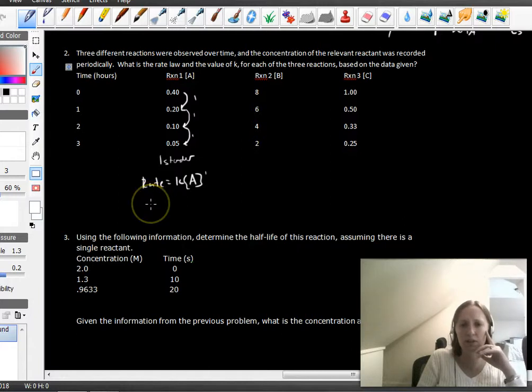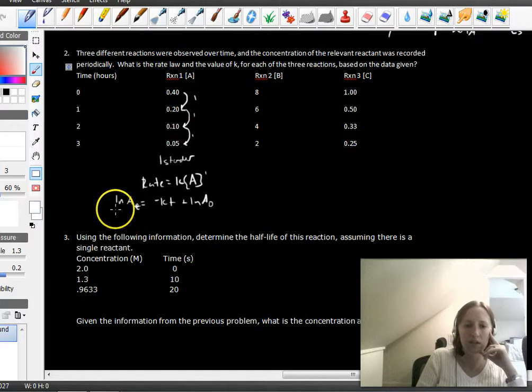I don't think I have a rate. Do I have a rate? I have time and concentration. Oh, I'll have to use this thing. That's right, I can use my integrated rate law. So that's ln of A at t equals negative kt plus ln of A0.